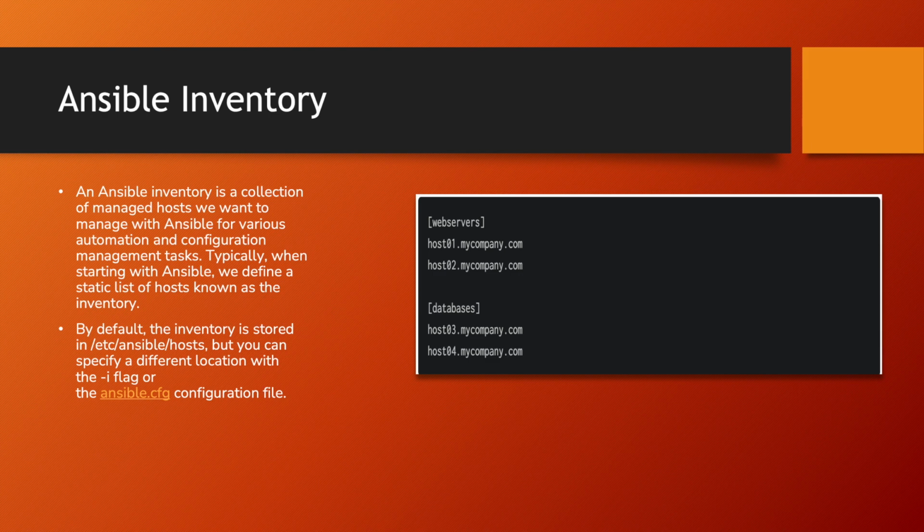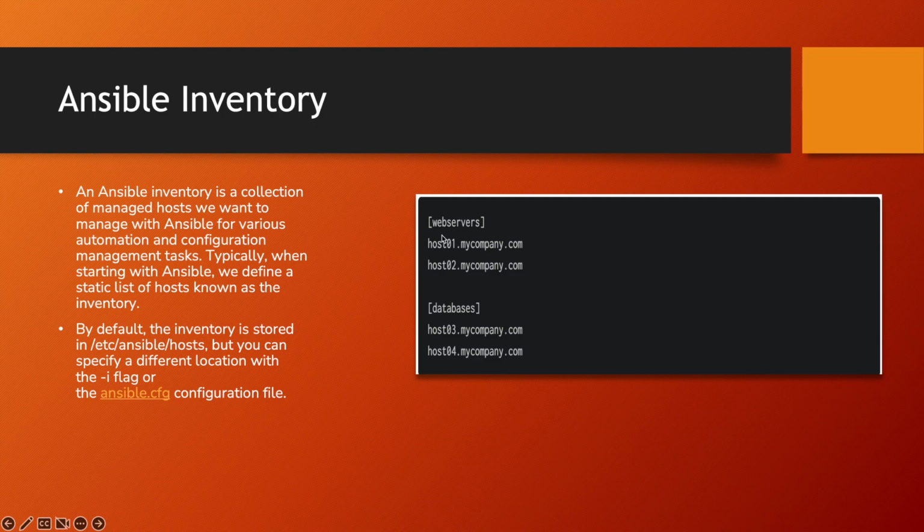So, what is inventory? An Ansible inventory is a collection of managed hosts we want to manage with Ansible for various automation and configuration management tasks. Typically, when starting with Ansible, we define a static list of hosts known as inventory. By default, the inventory is stored in the /etc/ansible/hosts file, but you can specify a different location with the -i flag or the ansible.cfg configuration file. So you can define something like this. Here on the right side, you can see the examples.